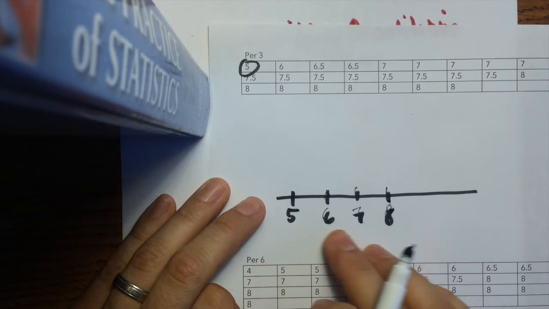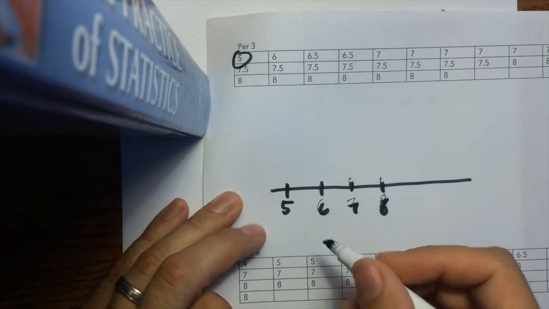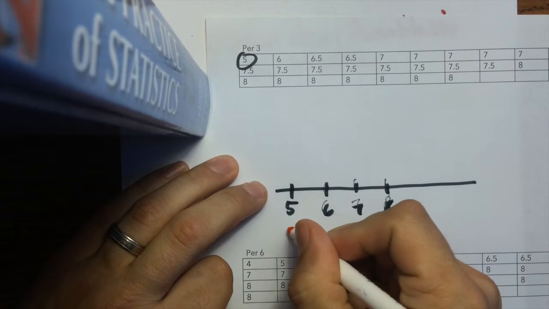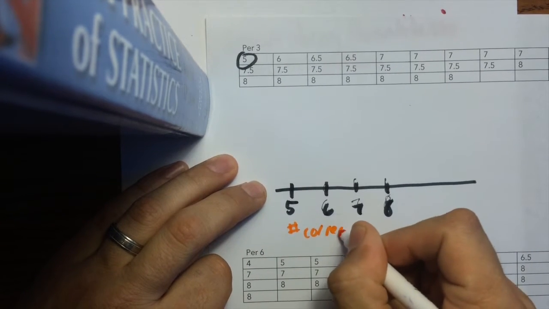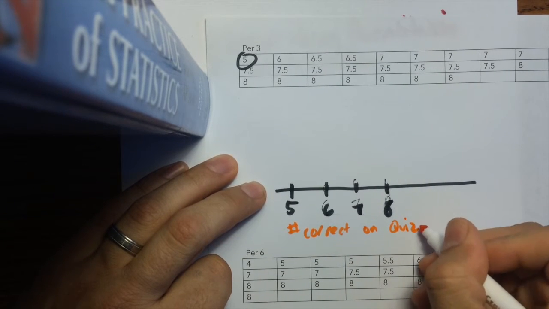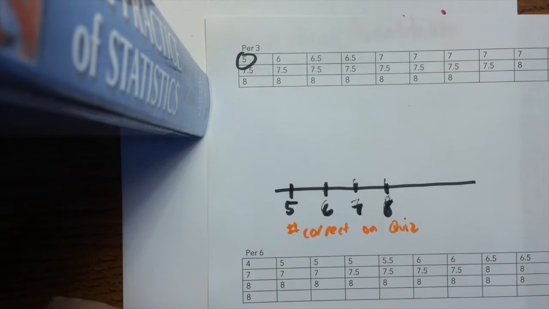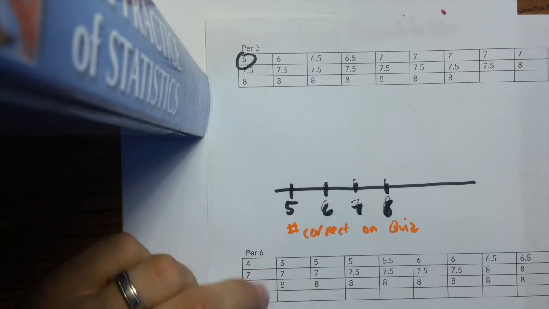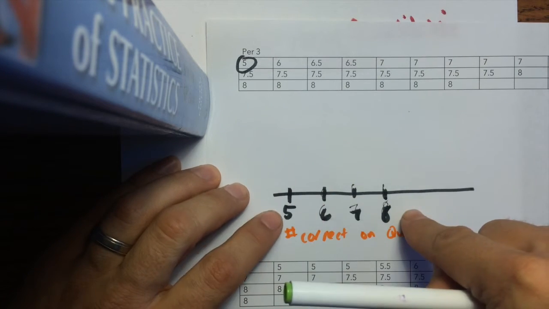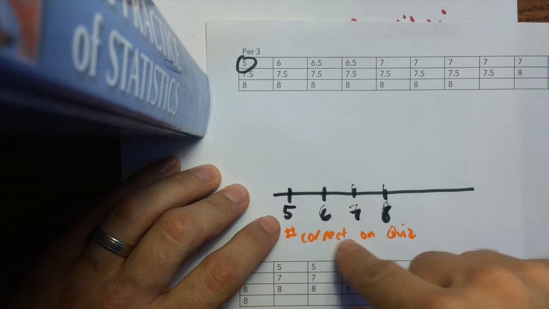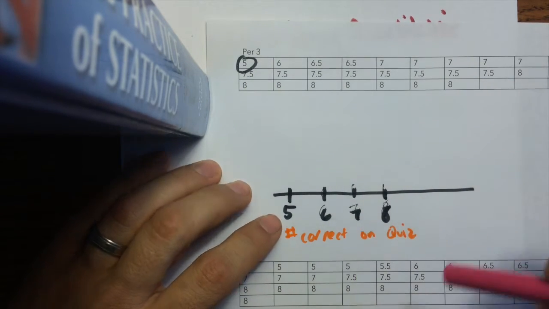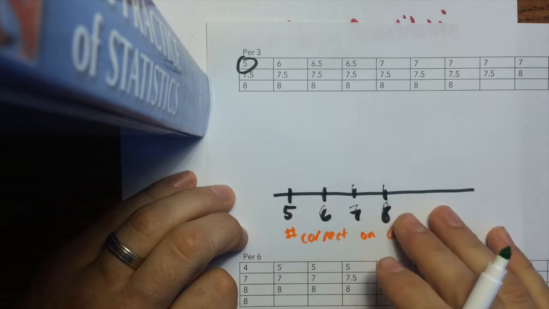Underneath my number line, it's very important that I name my variable. And so what was this variable? This was the number correct on the quiz, which turns out to be for period 3. And so what I'm going to do is look at every single value in my data set, and put a little dot over the number on the number line that corresponds with that value. For every value that's repeated, I will continue to stack the dots until I get a nice kind of graph.